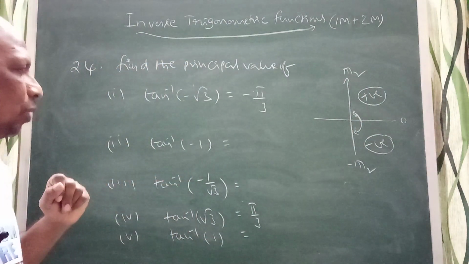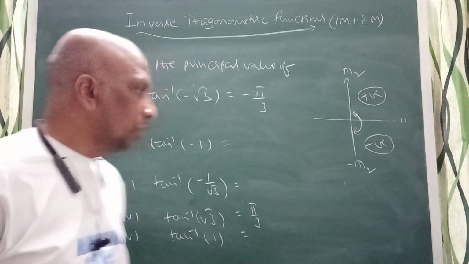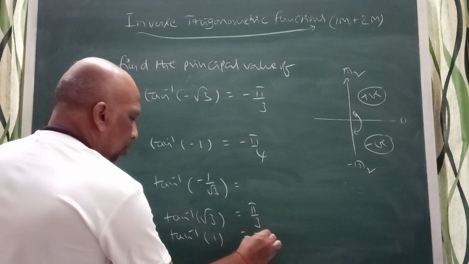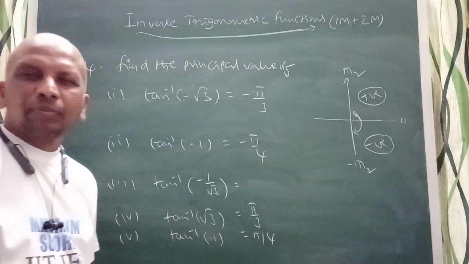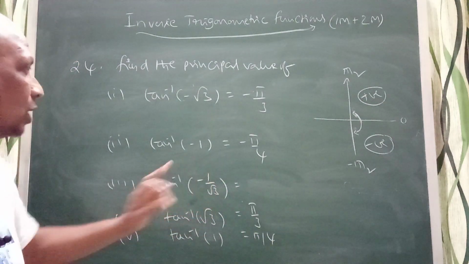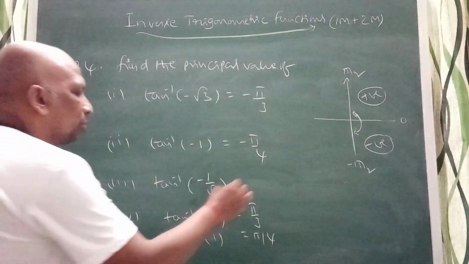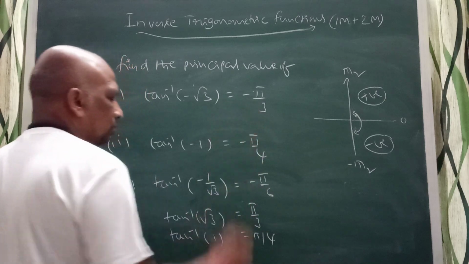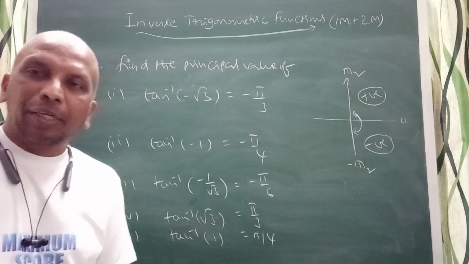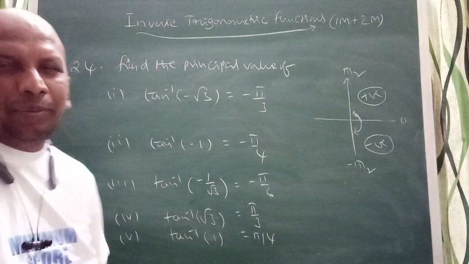Tan inverse minus 1. A negative value means you get the angle between minus pi by 2 to 0. That means this is minus pi by 4. When it is positive, it will be pi by 4. Now tan inverse minus 1 by root 3: you will get minus pi by 6. Suppose tan inverse 1 by root 3, you will get pi by 6, negative minus pi by 6. These are the possible problems related to tan.